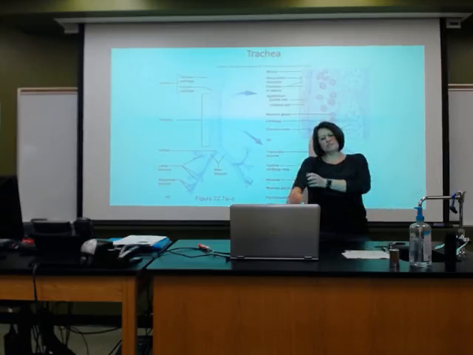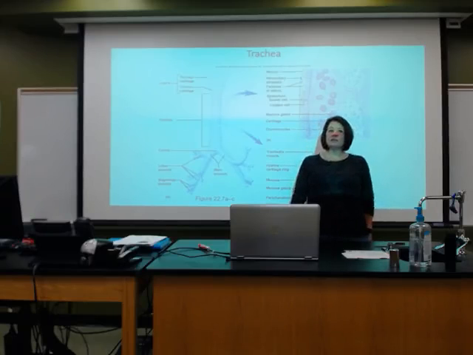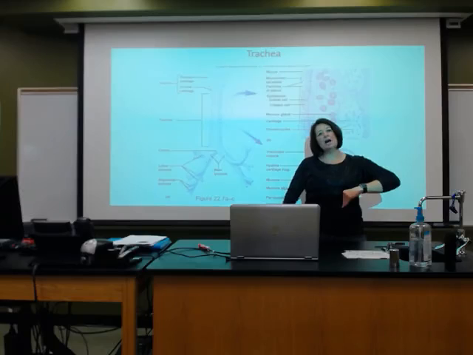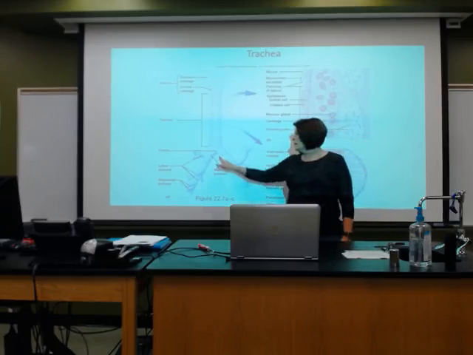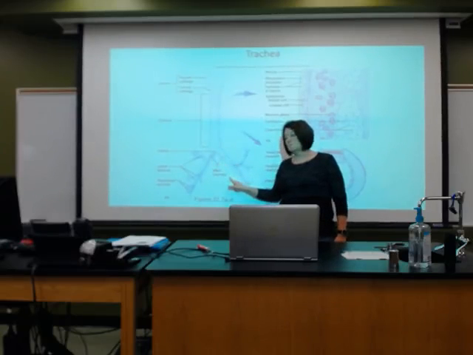What's the difference between my left and my right lung? How many lobes does my left side have? And how many does my right? 3. And the left side has the cardiac notch. Okay? So I've got 2 lobes. And I'm going to have main branching to the left and the right.